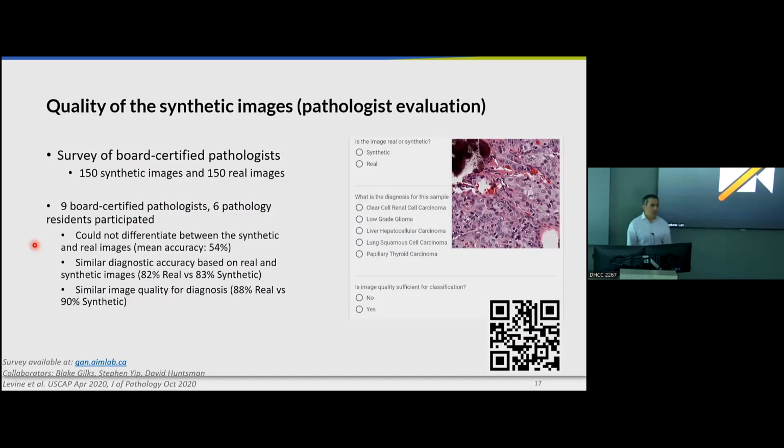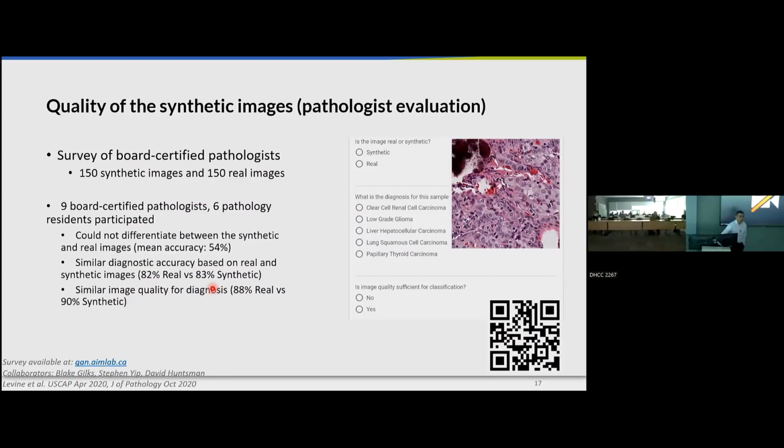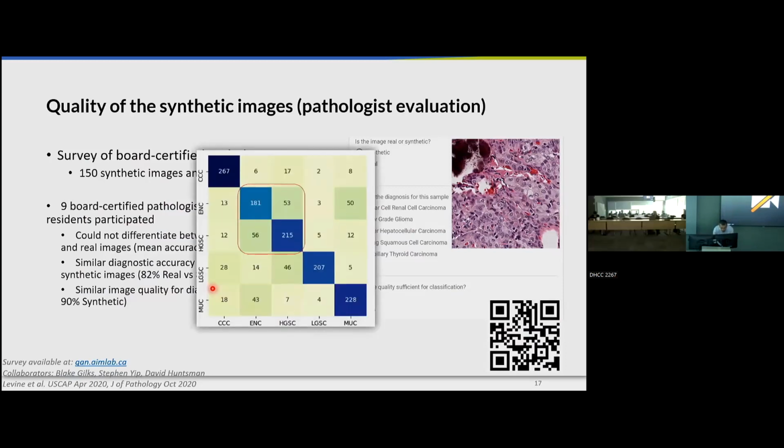And then a similar thing in terms of diagnostic quality. As you can see, for the real images, they say 82% of those images have enough diagnostic information to diagnose those cases. With the synthetic images, it was also 82%. Basically, it wasn't possible to tell the difference between these images.